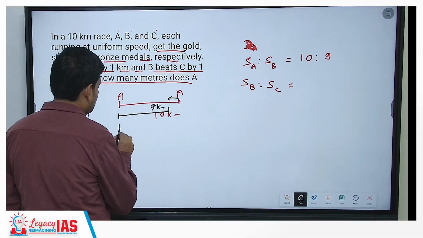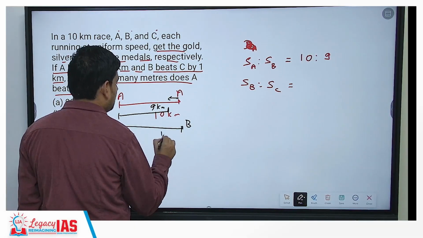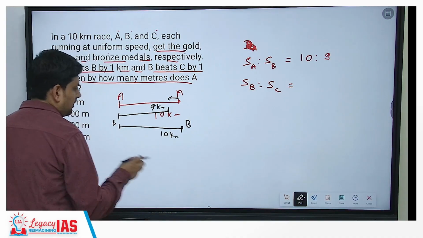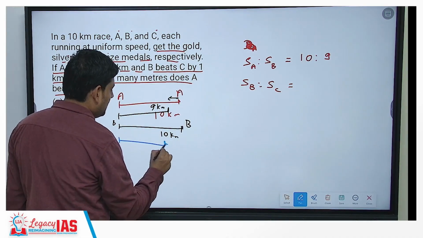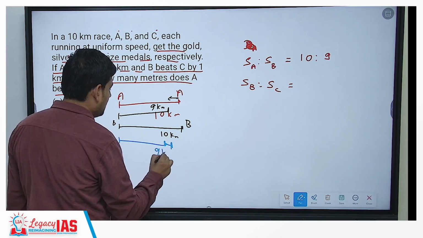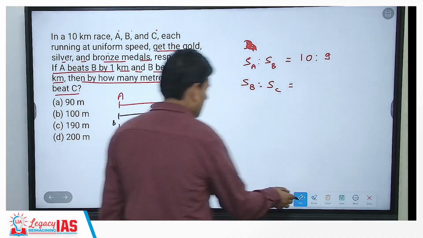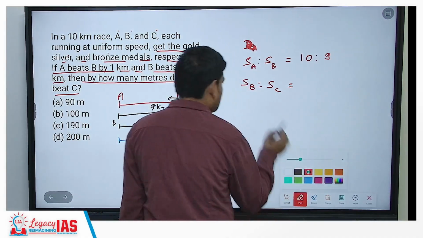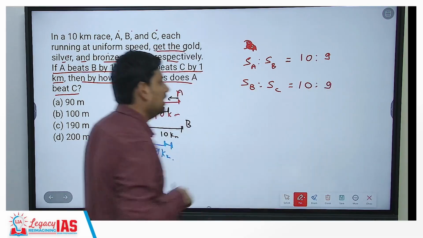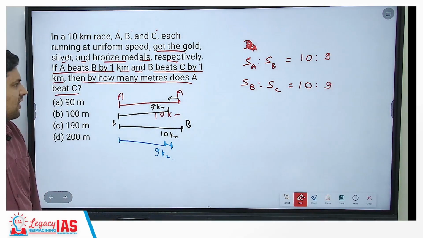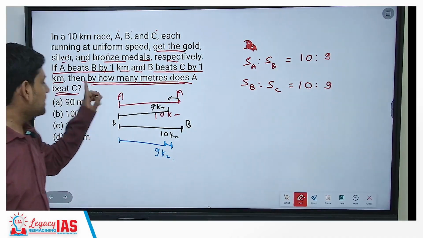When B reaches 10 kilometers, how far is C? C has traveled 9 kilometers, or is 1 kilometer behind. So now similarly you can get the ratio of speed of B and C also. That also comes out to be 10 ratio 9. Understood till here? Now it is asked, how many meters does A beat C by?